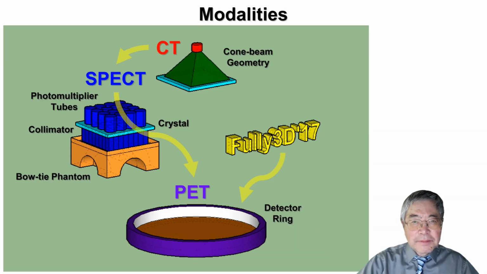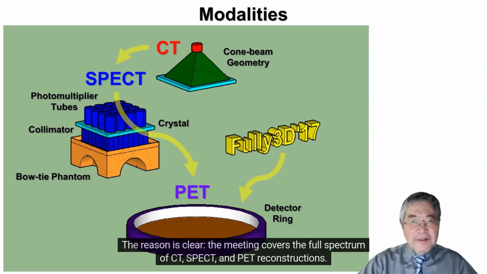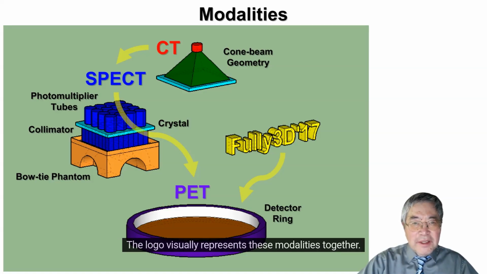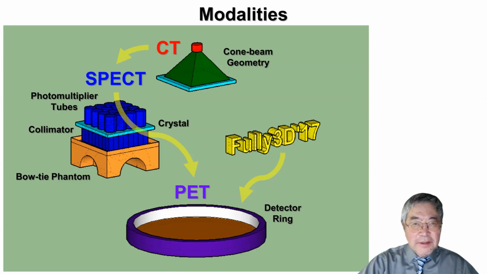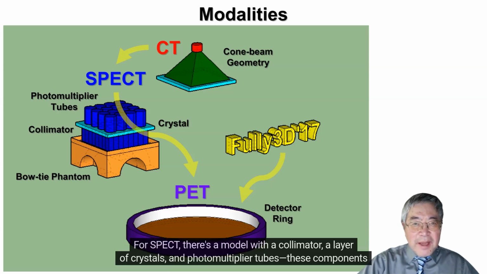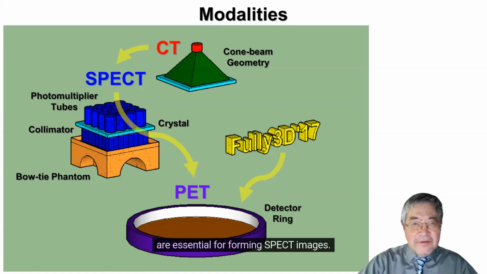Why does a logo look like this? The reason is clear. The meeting covers the full spectrum of CT, SPECT, and PET reconstructions. The logo visually represents these modalities together. For CT, you see the cone beam geometry at the top, which is standard in modern CT scanning. For SPECT, there's a model with a collimator, a layer of crystals, and photomultiplier tubes. These components are essential for forming SPECT images.